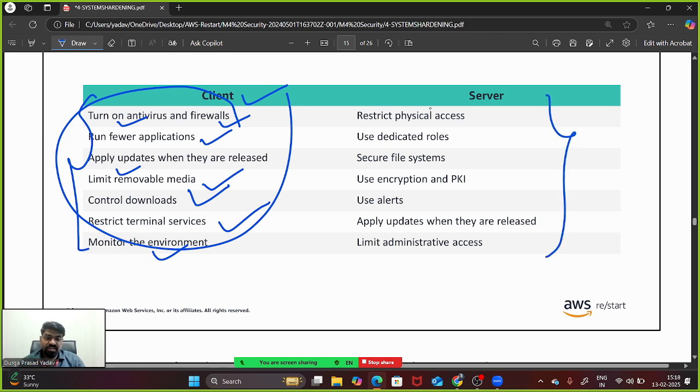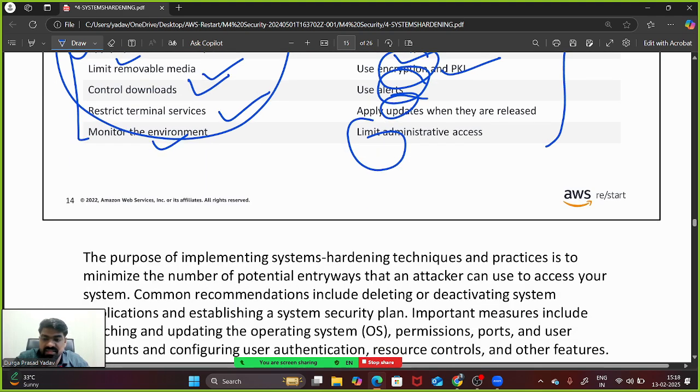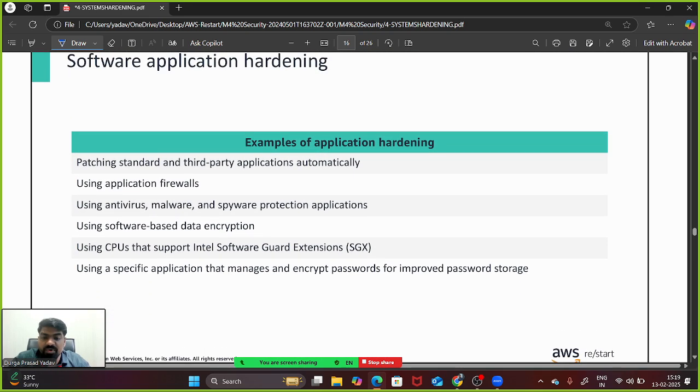The same goes for the server also. We should restrict physical access. We should use dedicated roles. For a secure file system, you will be using encryption and PKI. You can use alerts here. You can also update if an update comes, and you will limit administrative access on the server. Like the same, you will have many different types of systems here.